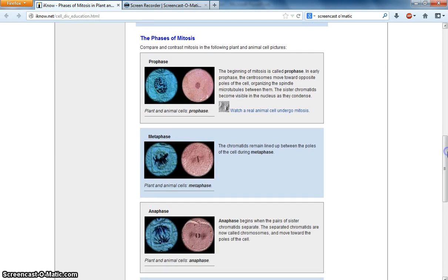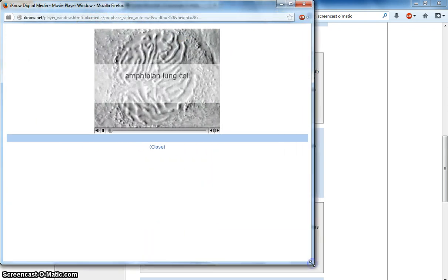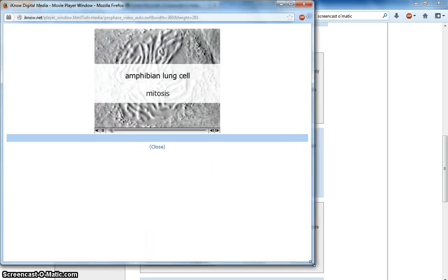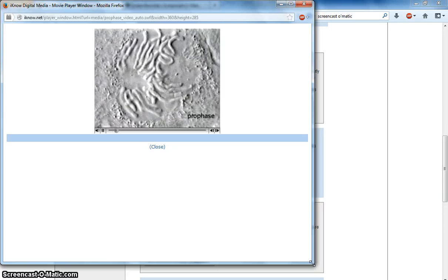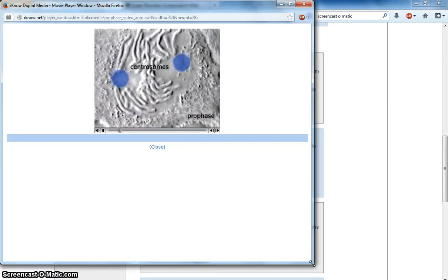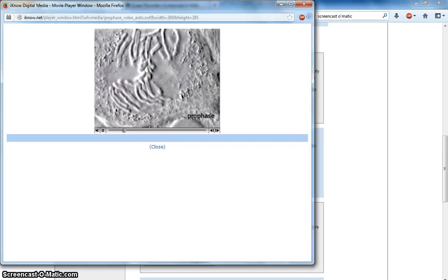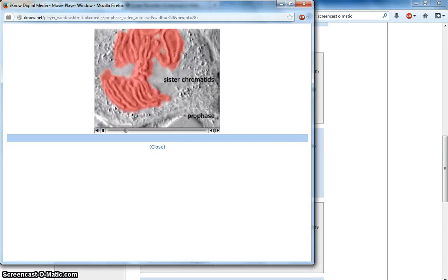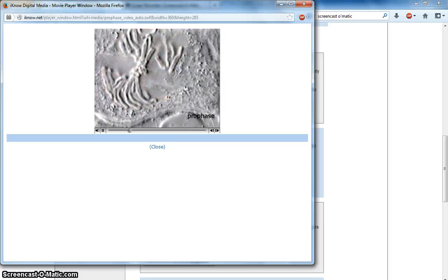So the first one here is an animal cell that's going to be undergoing mitosis. This time-lapse video follows an amphibian lung cell as it divides by mitosis. Our video begins late in prophase. The centrosomes, which organize the division process, are completing their migration to opposite poles of the cell. The paired sister chromatids that carry the cell's genetic material are clearly visible in the nucleus.